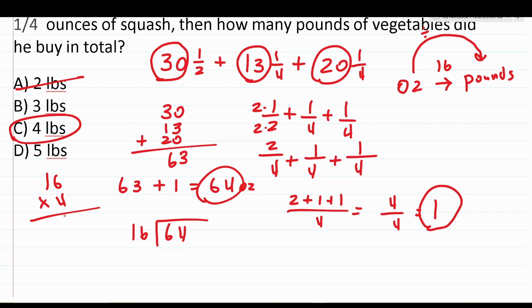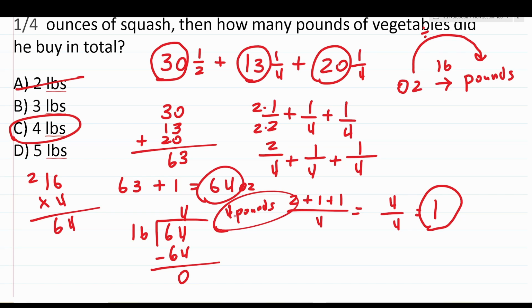6 times 4 is 24, carry a 2. 4 times 1 is 4 plus 2 is 6. So 16 times 4 is 64. 64 minus 64 is 0. In other words, 64 ounces is the same thing as 4 pounds. In other words, Oswaldo bought 4 pounds of vegetables for this dinner. That is answer choice C.